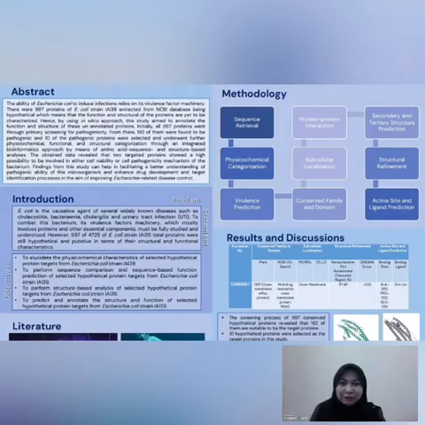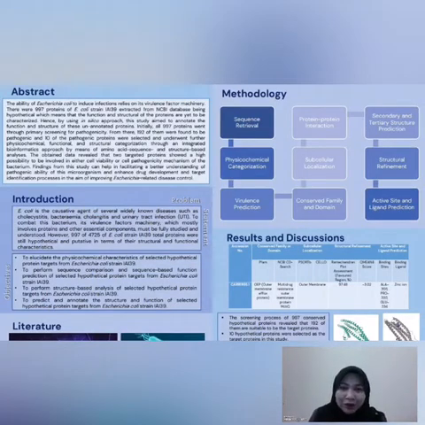The problem statement for this study was that E. coli is the causative agent of several widely known diseases such as cholecystitis, bacteremia, colonitis, and urinary tract infection. To combat this bacterium, its virulence factors machinery, which mostly involves proteins and other essential components, must be fully studied and understood. However, 997 of 4,725 of E. coli strain IAI39 total proteins are still hypothetical and putative in terms of their structural and functional characteristics.